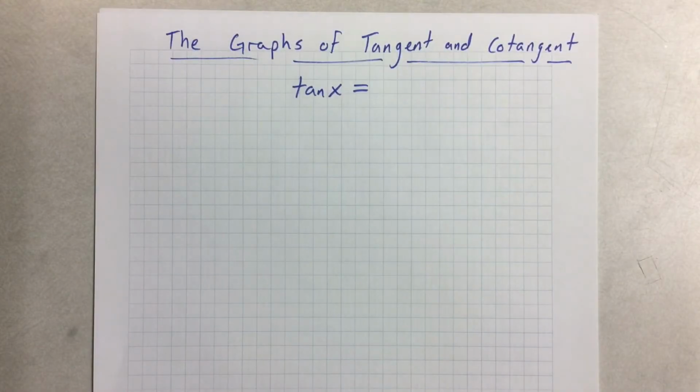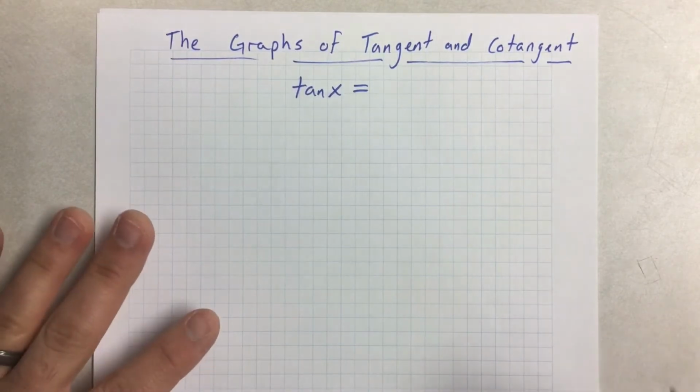Hey guys, we're back with another video, and in this lesson we're going to be looking at the graphs of tangent and cotangent. So we've already looked at how to graph sine, cosine, and cosecant and secant. So we're going to utilize some of those same techniques to graph tangent and cotangent. But first, let's look at some of the properties of this trig function.